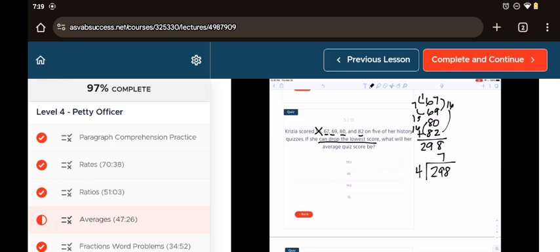4 goes into 29 7 times. 4 times 7 is 28. 29 minus 28 is 1. We bring down the 8. 4 goes into 18 4 times. 4 times 4 is 16.